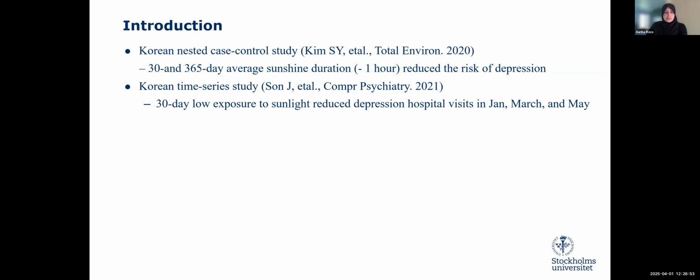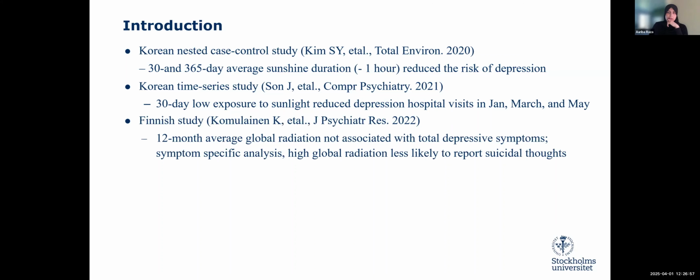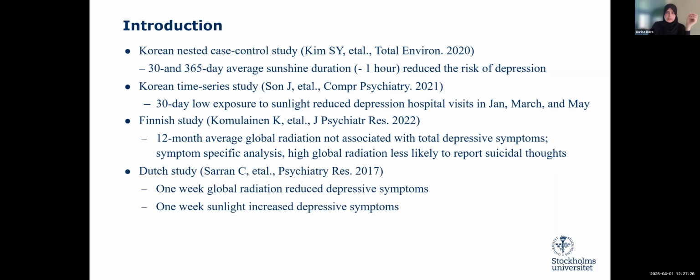Then we have a Finnish study that used 1 year global average radiation. It was a long-term exposure. They did not observe associations between global radiation and total depressive symptoms. But in symptom-specific analysis, they observed that participants exposed to higher levels of solar radiation were less likely to report suicidal thoughts. And then there's a study from the Netherlands that included participants with seasonal affective disorder, and they were the only ones who collected data in the winter season. They observed a protective effect of 1 week lagged exposure to global radiation on depressive symptoms. But they observed the opposite effect for sunlight duration.